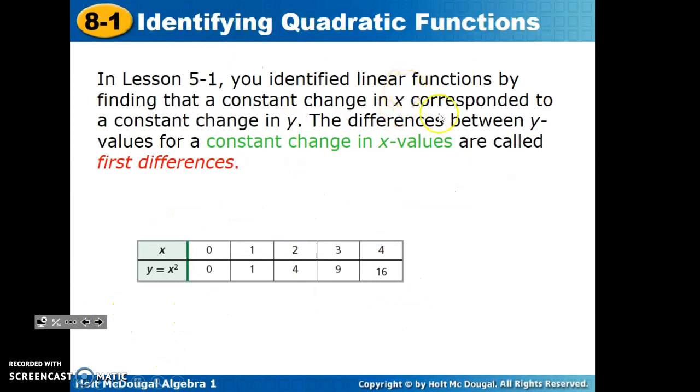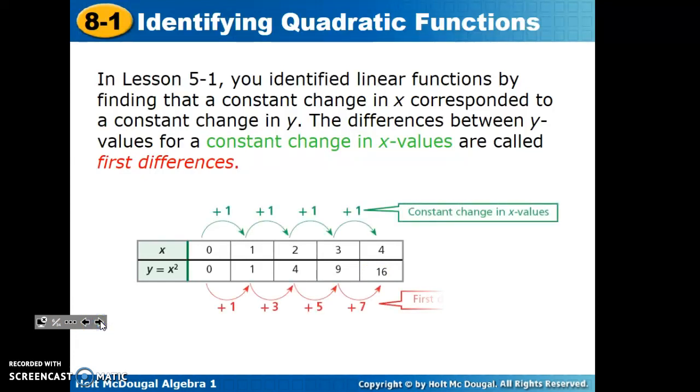In 5.1, we identified linear functions by finding that a constant change in x corresponded to a constant change in y. The differences between the y values for a constant change in x are called the first differences. If you look at our table here, we do have a constant change in x, a change of 1. But when we have a quadratic function, we can see our first differences, 1, 3, 5, and 7. These are not constant changes, and that is what we will see with our quadratic function.